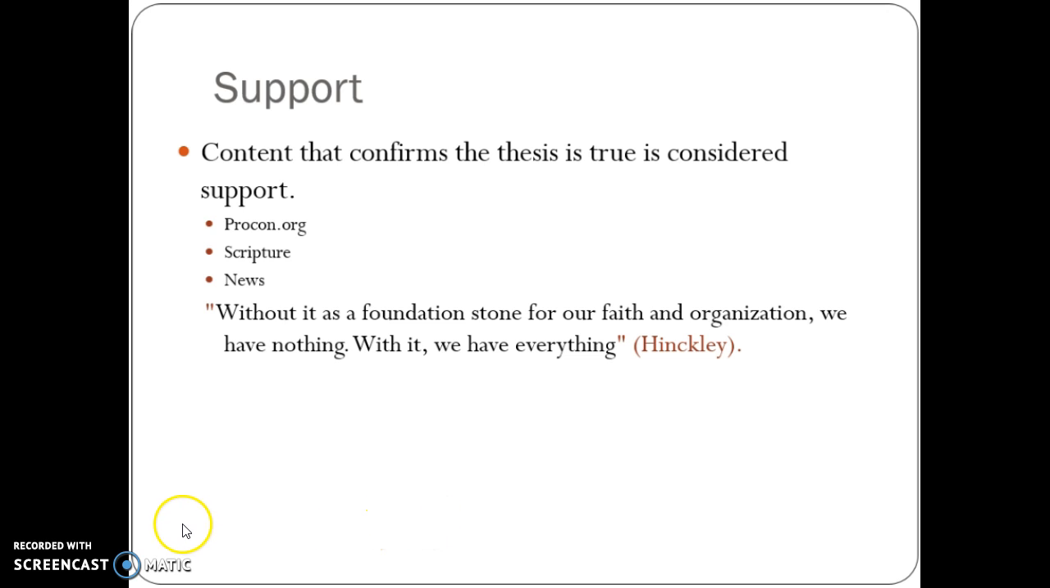The next thing that you need to include in your essay is support, and support is found in the paragraphs below the introduction. Support can come from procon.org, scriptures, and news. If you choose to include support from an author or use his words, you need to place quotes around them so I know that you did not write them. Make sure that you put the author's last name also.